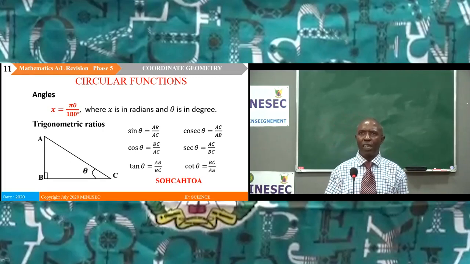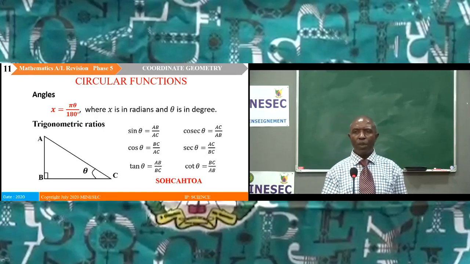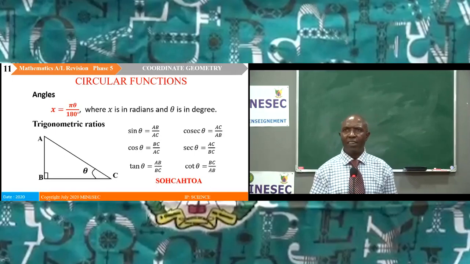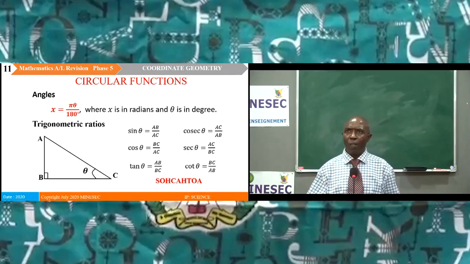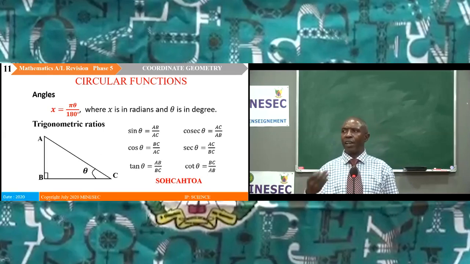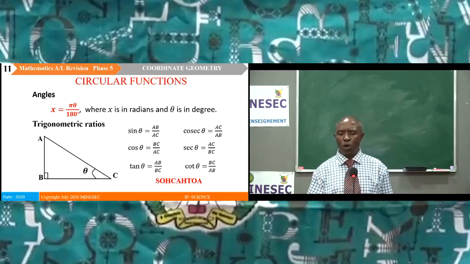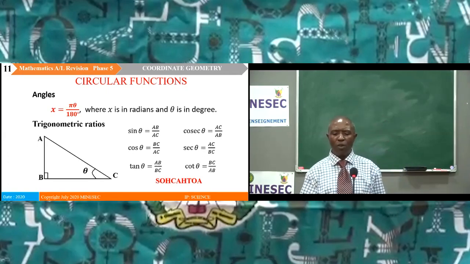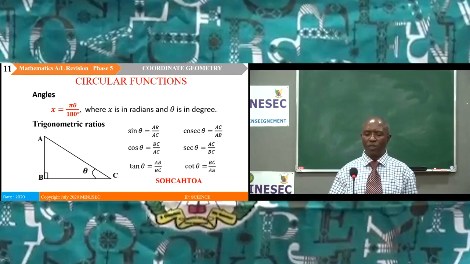And the sine ratio is the opposite side divided by the hypotenuse. Cos is adjacent over the hypotenuse. Tangent is the opposite side divided by the adjacent side. And cosec is 1 over sine, sec is 1 over cos, and cotangent is 1 over tangent. If we take the sine ratio and the cosine ratio and apply this, you get those relations that you are seeing on your screen.